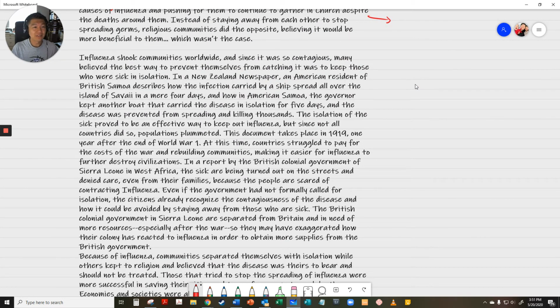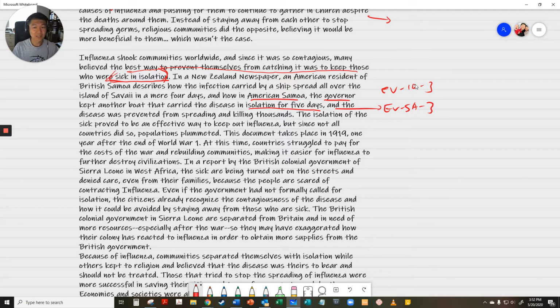All right, moving on. Influenza shook communities worldwide since it's so contagious, and the best way to prevent themselves from catching it was to put the sick in isolation. So again, here's the argument that relates to the thesis. Okay, so in this case here, there was a case where the governor of American Samoa kept the boat in isolation here. Okay, so here, this is evidence that's been identified, three. And again, the point that's being made is that they kept the sick in isolation. That was the response to the pandemic. And so, as a result of this here, this is evidence supporting the argument.